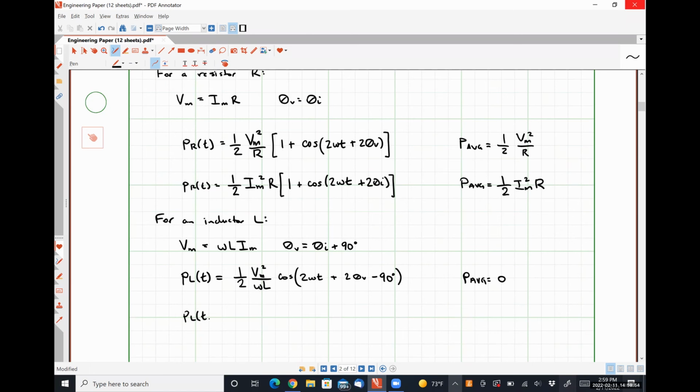Again, we can express the instantaneous power absorbed by an inductor only in terms of the current quantities. That's going to look like 1/2 Im squared omega L cosine twice omega t plus twice theta I plus 90 degrees. And again, our average power is 0.